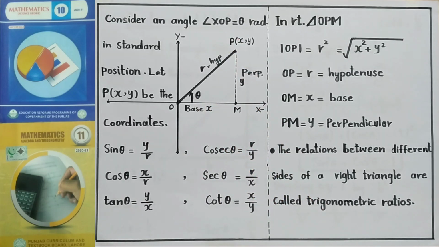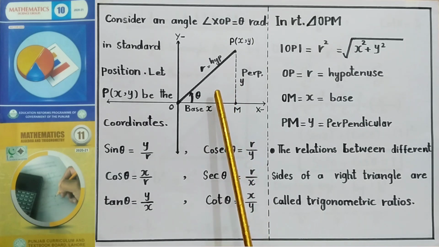Now we discuss the three sides of this triangle. The side opposite to theta is denoted by y and is called perpendicular. The side which is along the x-axis is called base, and the side opposite to the angle of 90 degrees is called hypotenuse. So it is triangle OPM and it is a right triangle with three sides.